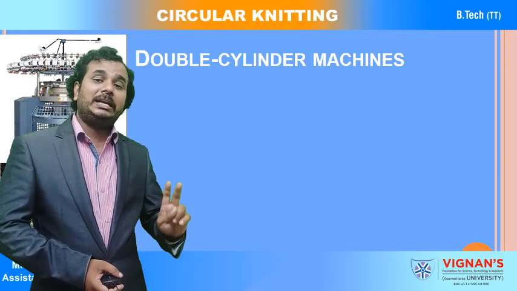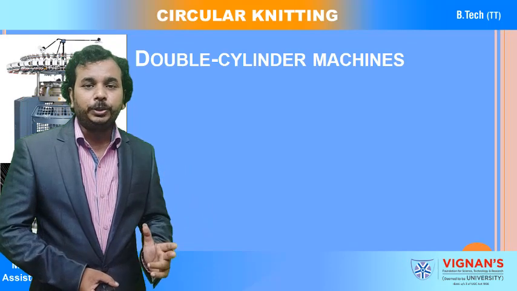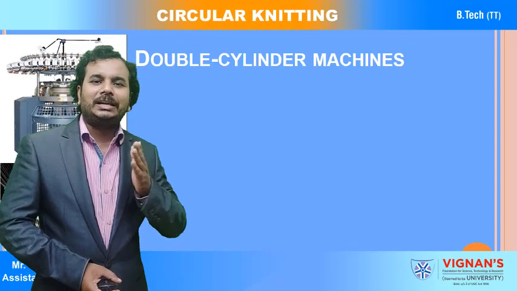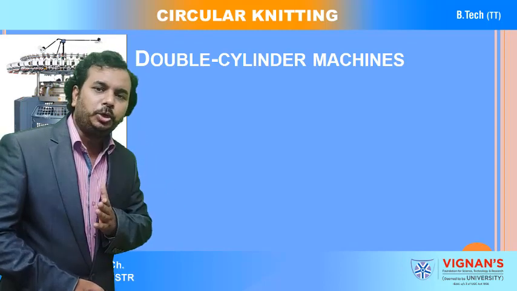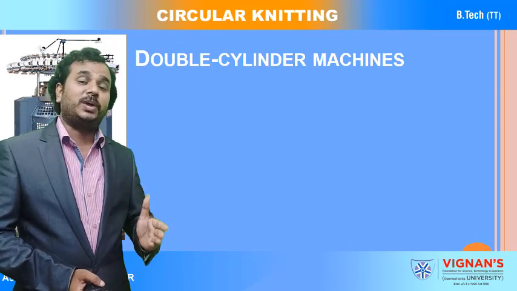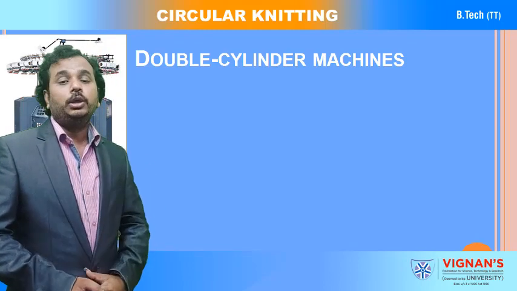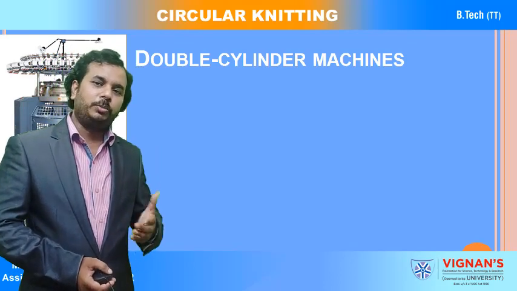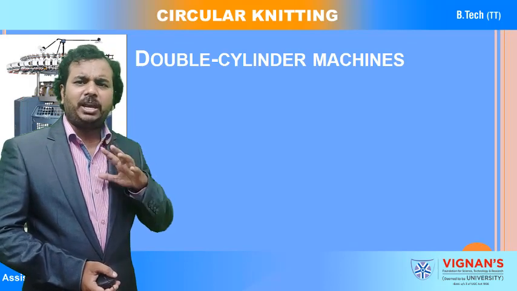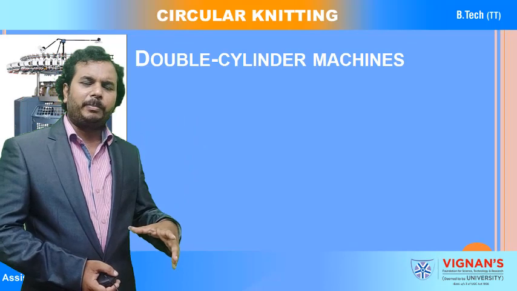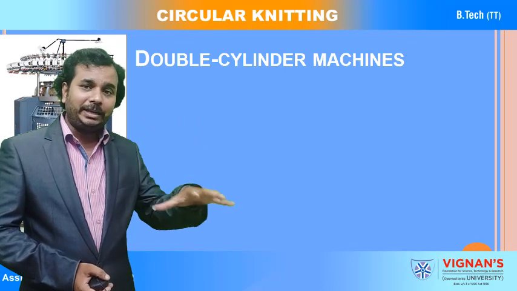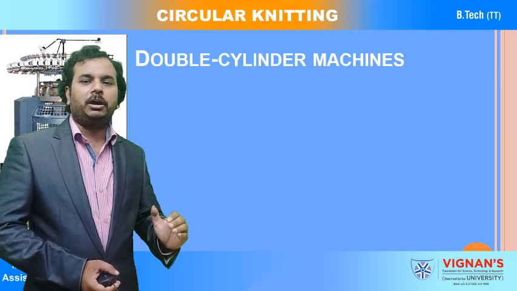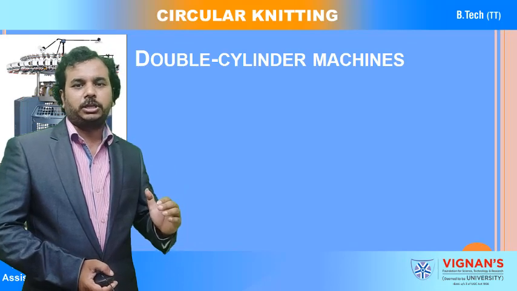In the cylinder and dial category, we can produce rib structures and interlock structures. By using the double cylinder category, we can produce purl structures as well as single jersey fabrics. We will see how these double cylinder machines work and what the main components are. Everything else, the feeders and the fabric take-up mechanism, is common. Only the knitting zone is very important to know to understand how these double cylinder knitting machines work.